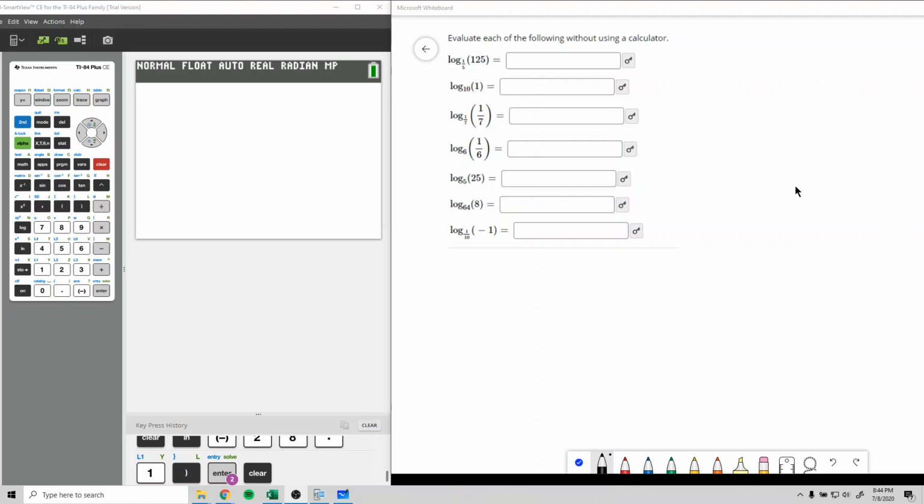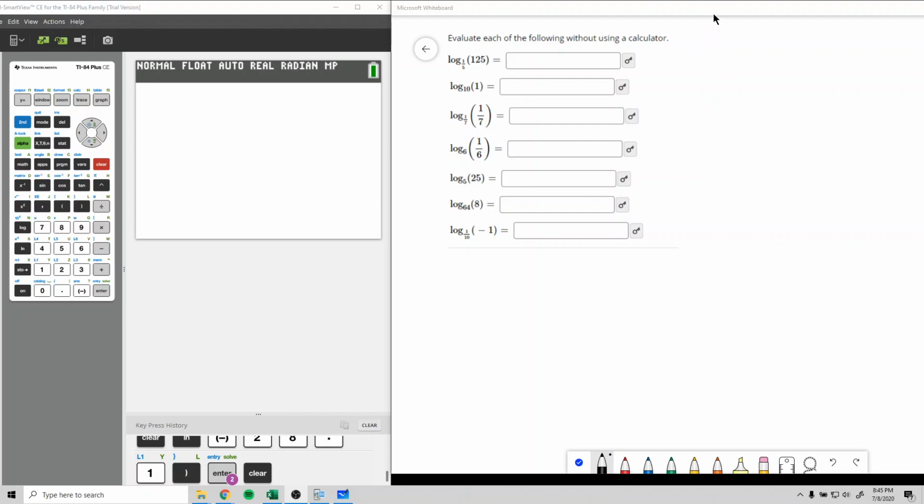This question has a lot of parts to it. It's asking us to evaluate each of the following logarithms without using a calculator. It's good to use a calculator to check, which we will do after we figure them out. But I want to write down the rules we're really going to use here.